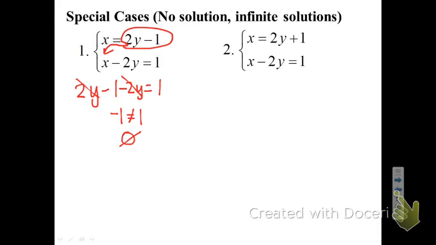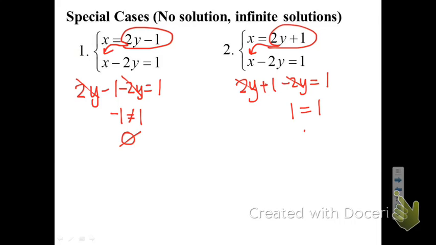So I take our second example again. We're going to replace this here into the x. So you'll have 2y plus 1 minus 2y equals 1. The two y's subtract out, and you get 1 equals 1. Here we have a true statement. So this means that you have infinite solutions, and they are the same line.